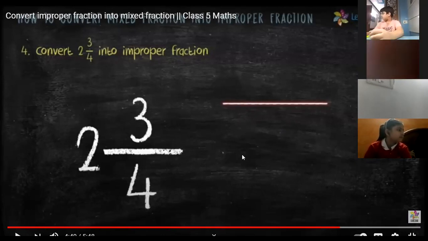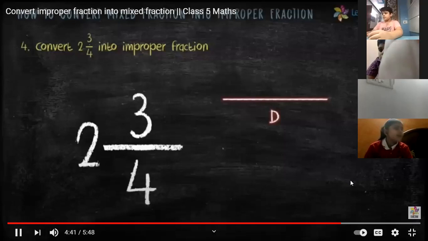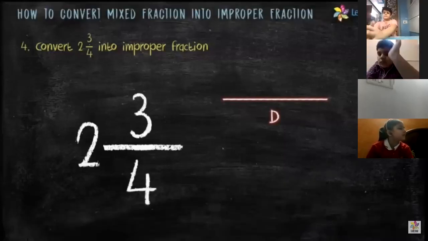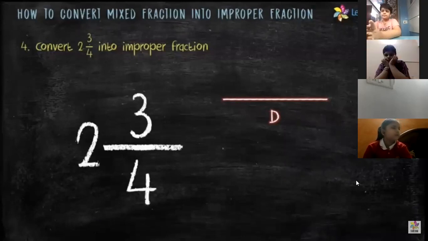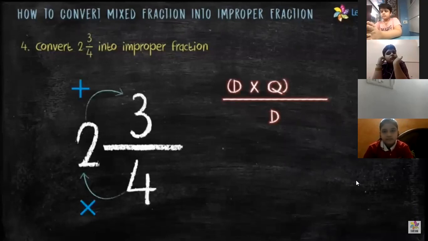Okay, beta? So first let's write the denominator, which is 4. Now to find the numerator, multiply divisor 4 with quotient 2, then add remainder 3 to 8.